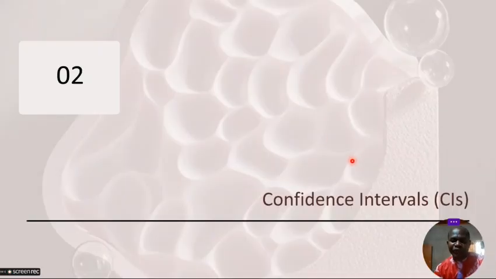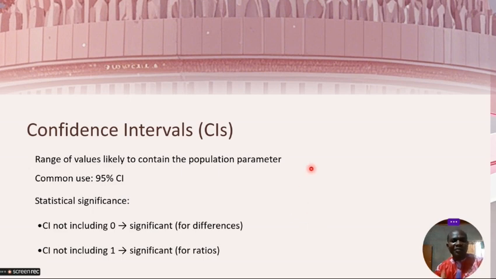Now, let's look at another approach for measuring statistical significance, and that is the confidence interval approach. The confidence interval is a range of values where our population parameter is likely going to fall within, with a degree of certainty. And we use confidence intervals a lot in different publications to also establish statistical significance.